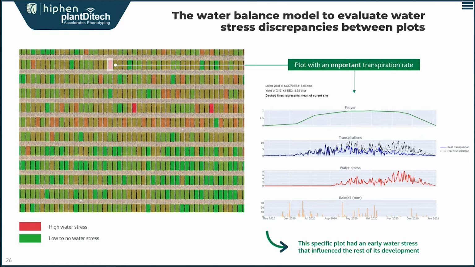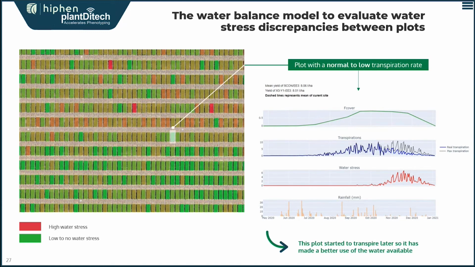Some concrete examples. Here you can see the example of a plot that actually had a very strong vigor, a very strong initial vigor. This very strong initial vigor meant that you had an F cover that developed fast. So the potential ETP versus the real ETP, and especially on transpiration, soon started to split, and you had water stress arriving extremely rapidly.